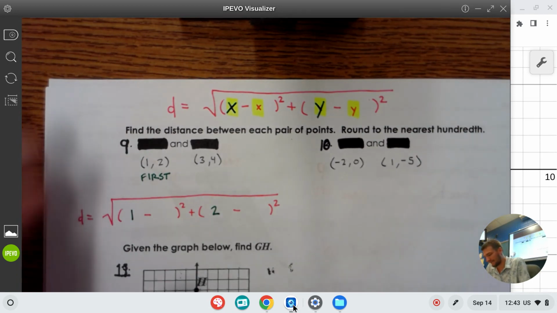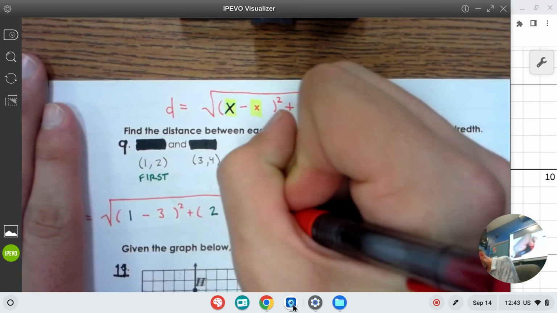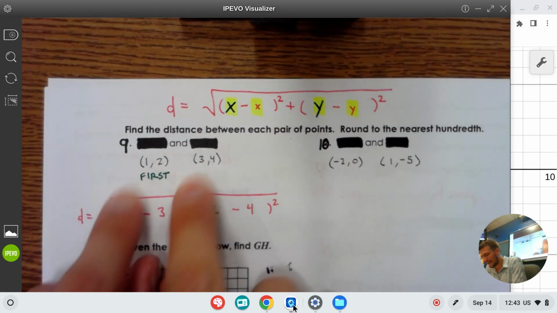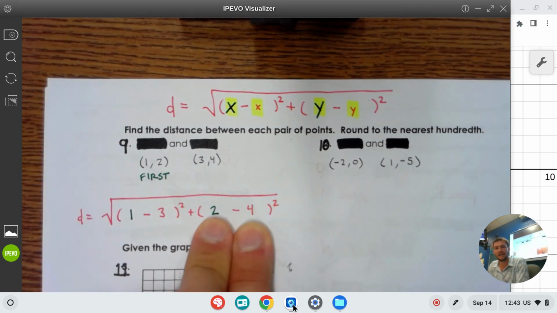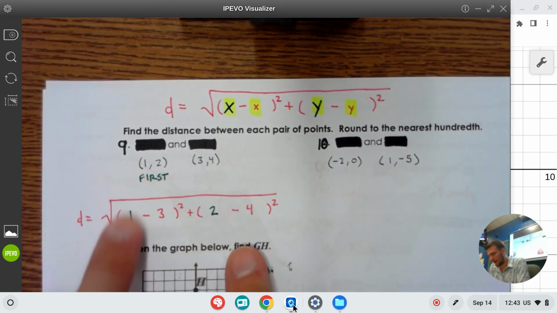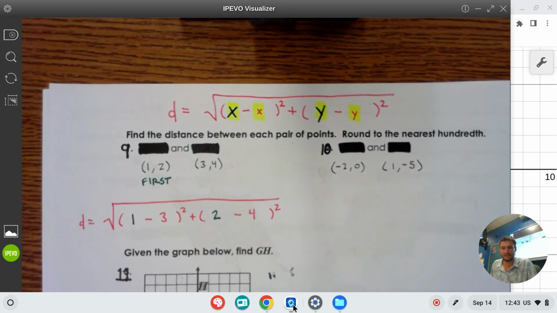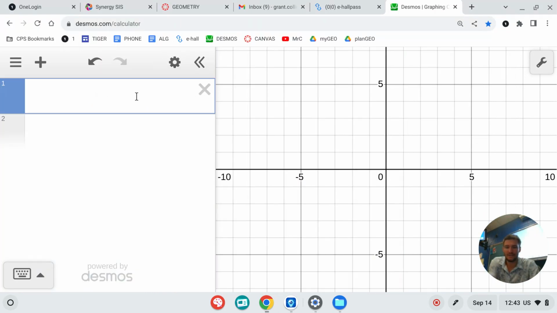The other one is 3, 4. Make sure my x values are grouped together. I see that my x values are together. I see that my y values are together. And also, if 1 goes first, 2 has to go first. This is looking perfect. I'm going to go to Desmos, get all this typed in.